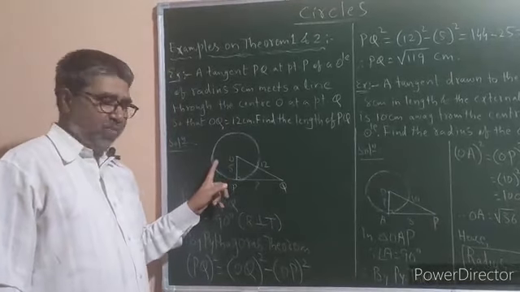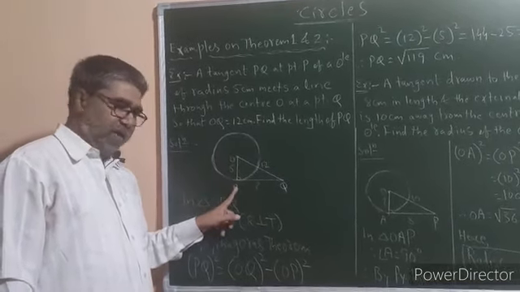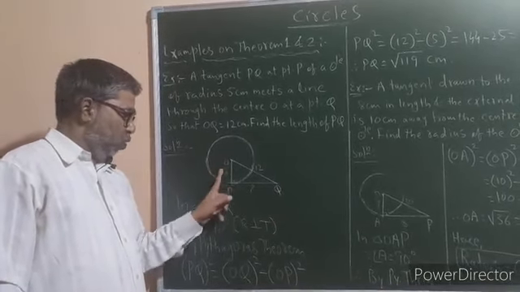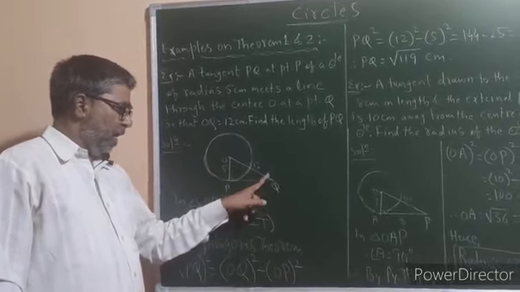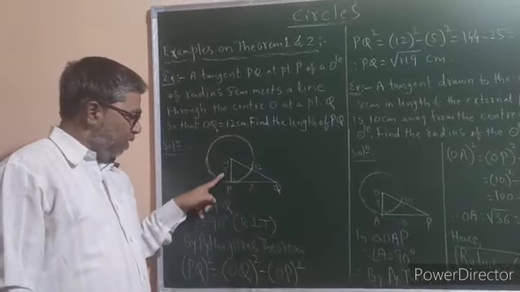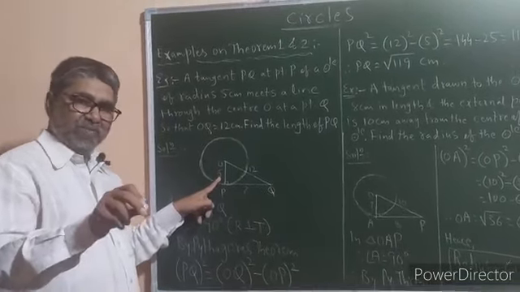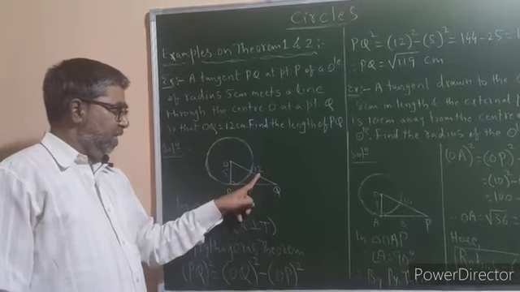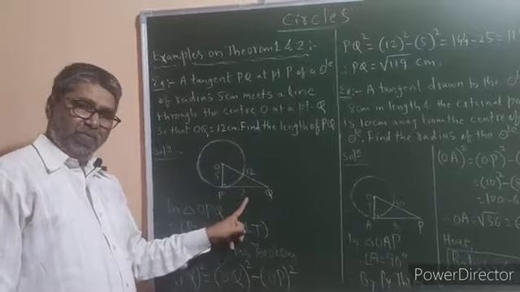Before solving, you have to draw the figure. O is the center of the circle, P is the point of contact, Q is an external point. Join O to P, P to Q, and Q to O. The length of OP is 5 centimeter, that is the radius of the circle, and the distance between point O and Q is 12 centimeter, and we are asked to find the length of PQ.